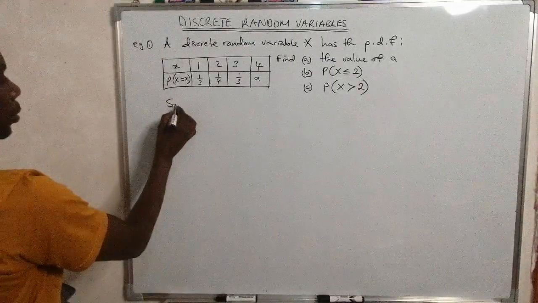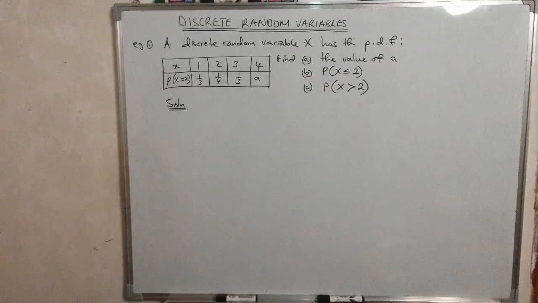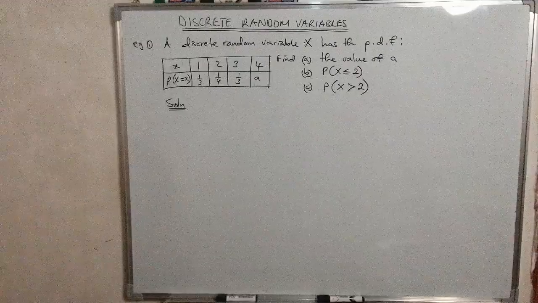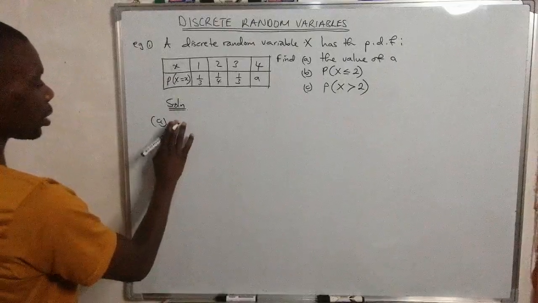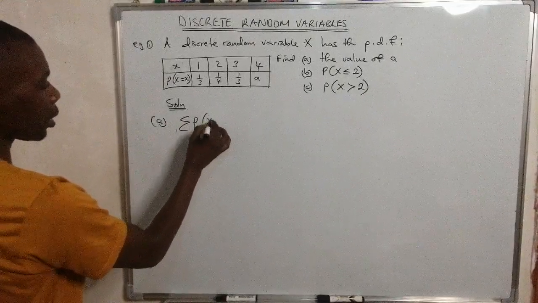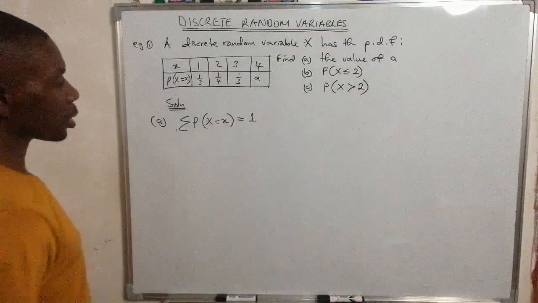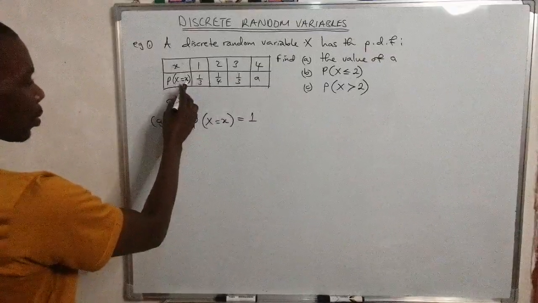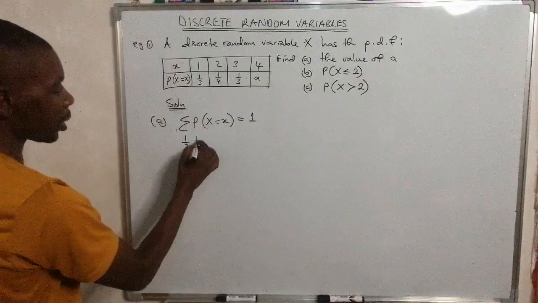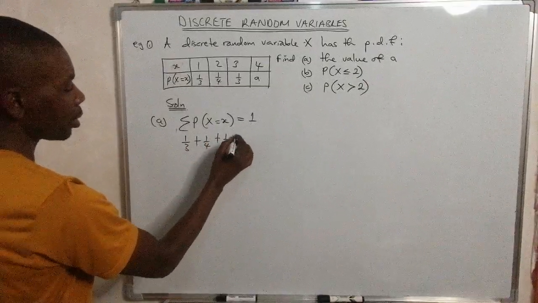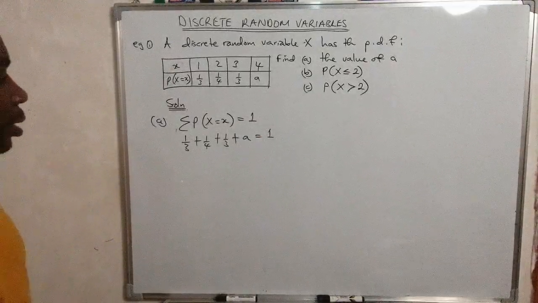Solution. For the value of a, remember we said the summation of P(x = x) is equal to 1. So in short, if we add all these probabilities, 1 over 3 plus 1 over 4 plus 1 over 3 plus a, we must get a total of 1. All the probabilities must add up to 1.